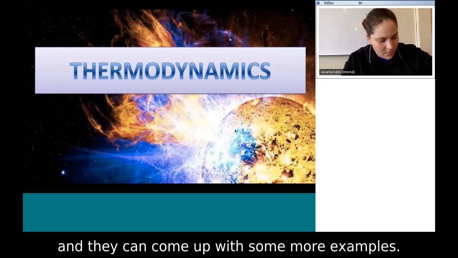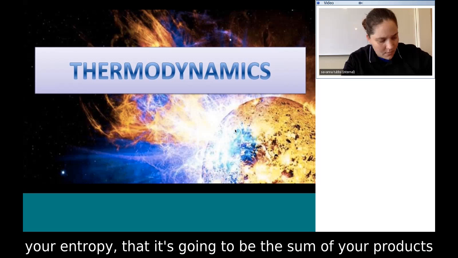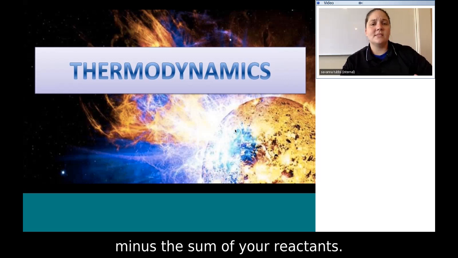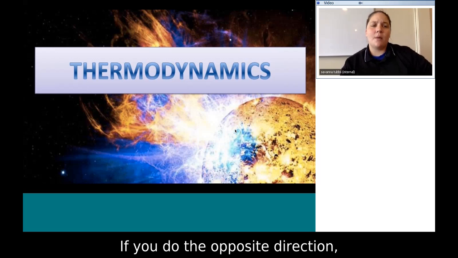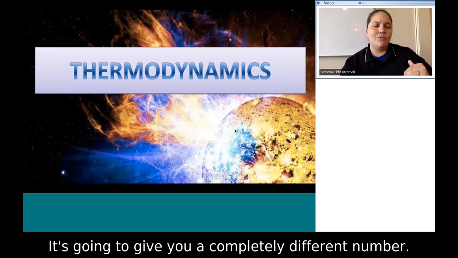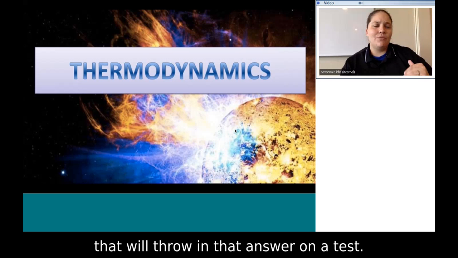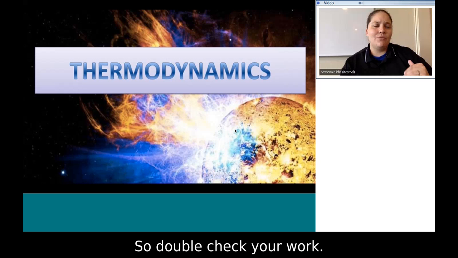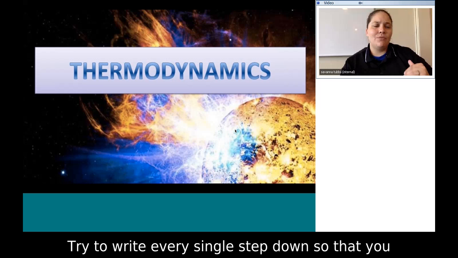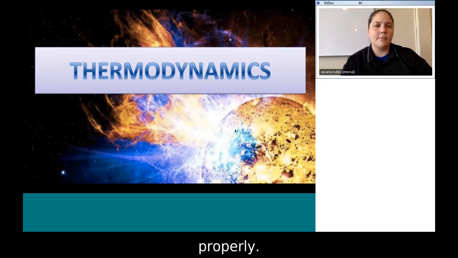Just do remember that when you're calculating your entropy, it is going to be the sum of your products minus the sum of your reactants. If you do it the opposite direction, it's not going to work out. It's going to give you a completely different number. However, there are sometimes tricky professors that will throw in that answer on a test. So double check your work, try to write every single step down so that you can check to make sure you did your steps and your processes properly.